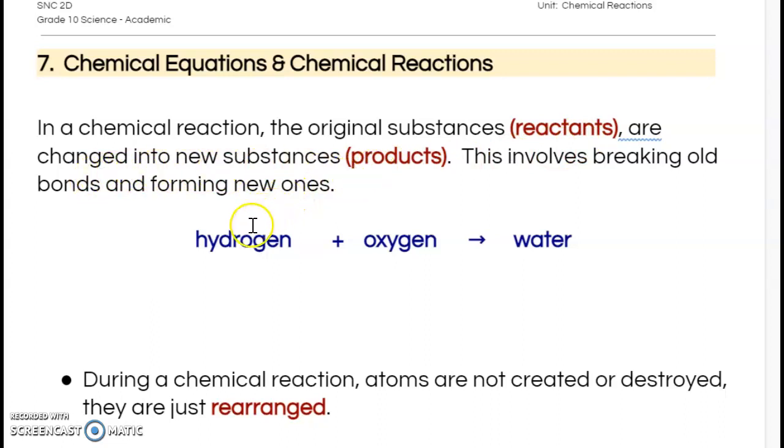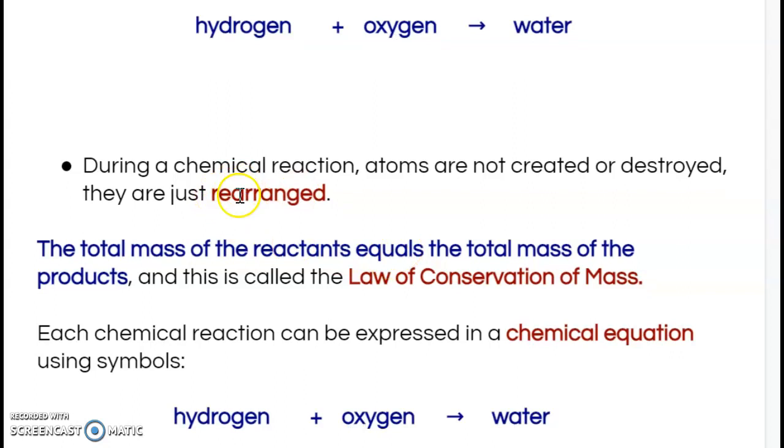We can see this when we add hydrogen and oxygen together to create water. This involves breaking bonds and forming new ones. During a chemical reaction, atoms are not created or destroyed, like I mentioned earlier. They're actually rearranged. So you can't just all of a sudden throw in more hydrogen. What starts with hydrogen here has to have the exact same amount of hydrogen on the product side.